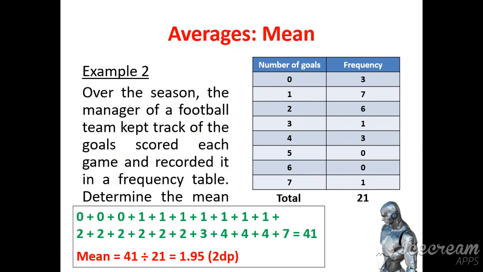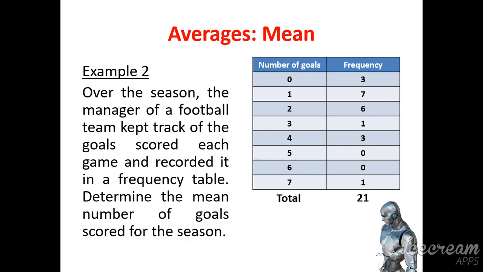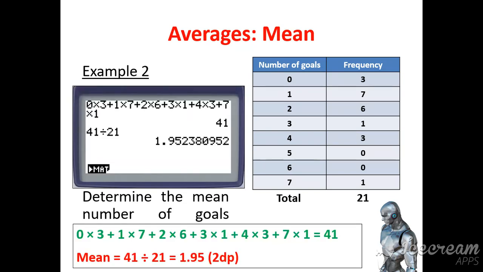Right, well, that's one way. I'll show you a slightly quicker way, especially if the frequency numbers are really large. We're going to go back and we're basically going to multiply. There were 3 times where we scored 0 goals, so I'm going to go 0 times 3. There was 7 times where we scored 1 goal, so I'm going to go 1 times 7. 6 times where we scored 2 goals, so 2 times 6.